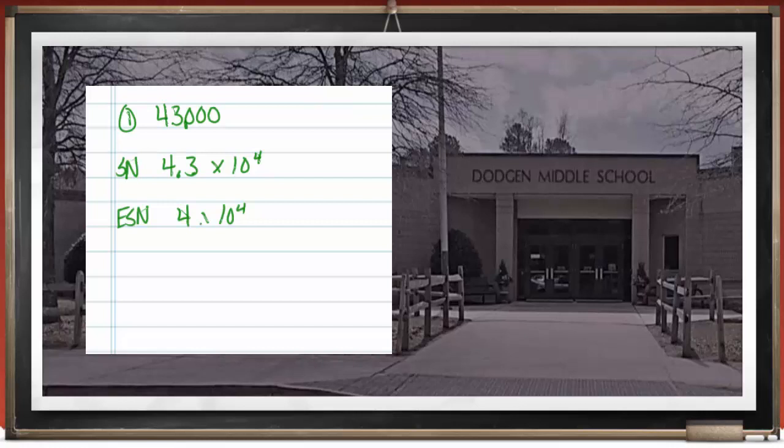Now our calculator notation is essentially the same as our scientific notation. The only difference is, rather than saying times 10 to the 4th, we will end up with 4.3 E 4. And then finally our estimated calculator notation, 4 E 4. And so you'll notice as we progress through these that they will go rather quickly.